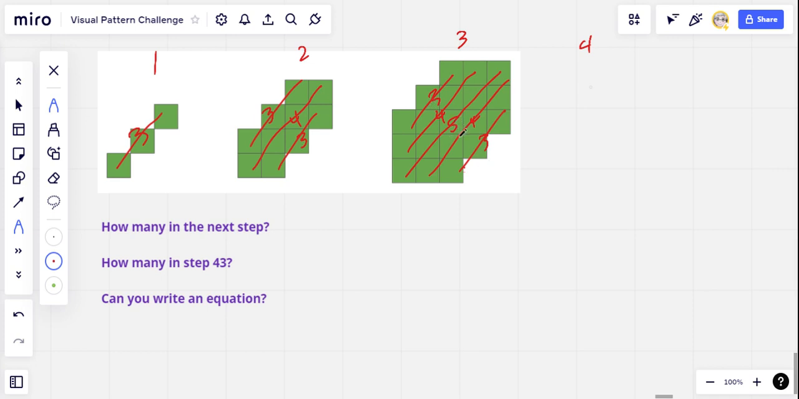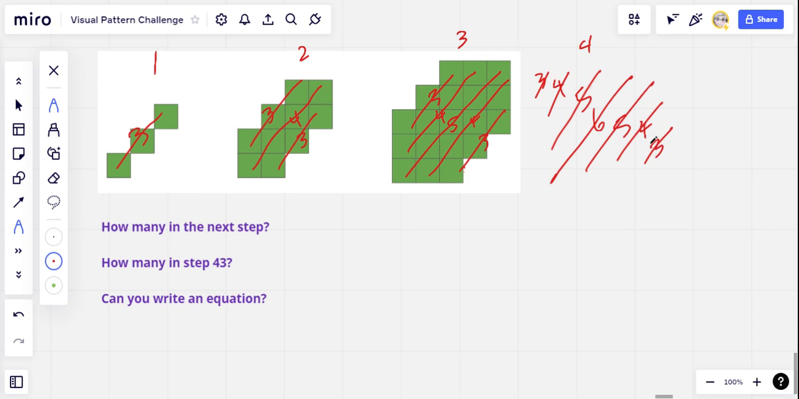So if this middle diagonal in step 3 was 5, I think in step 4 it should be 6, and then we'd have a 5 and a 4 and a 3 on that side, and then a 5 and a 4 and a 3 on that side. So I think that's what step 4 should look like. And let's see, what does that add up to? That's 7, 12, 18, and then I think that's 30. So it looks like 30 blocks in step 4. Okay, I think we've gotten to step 4.